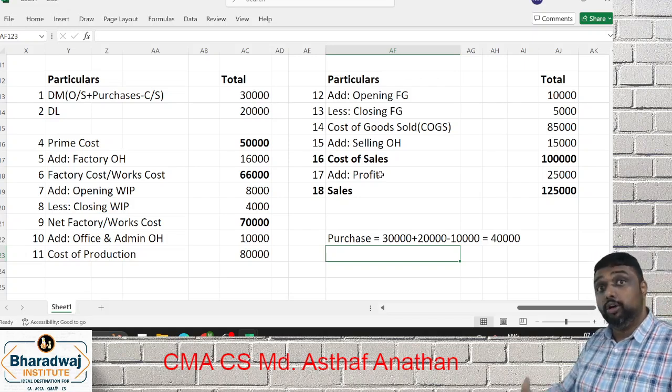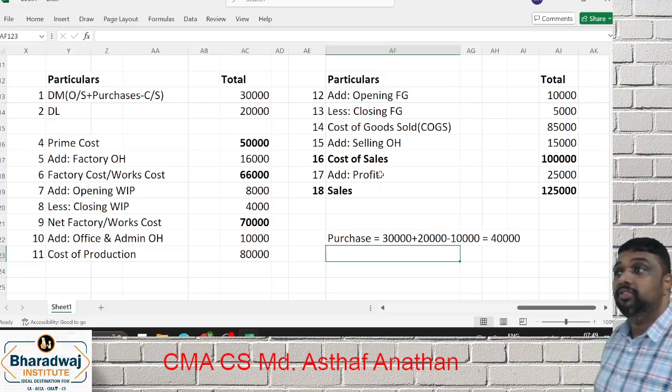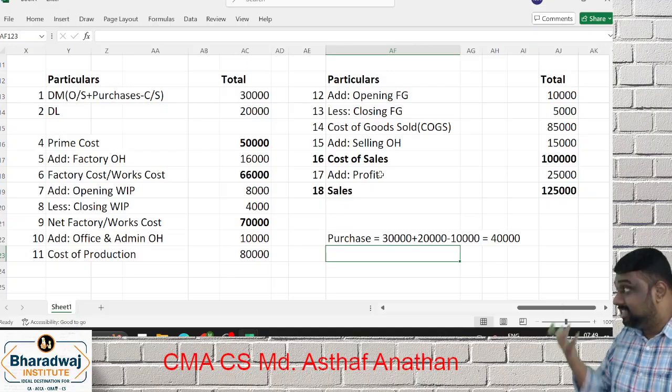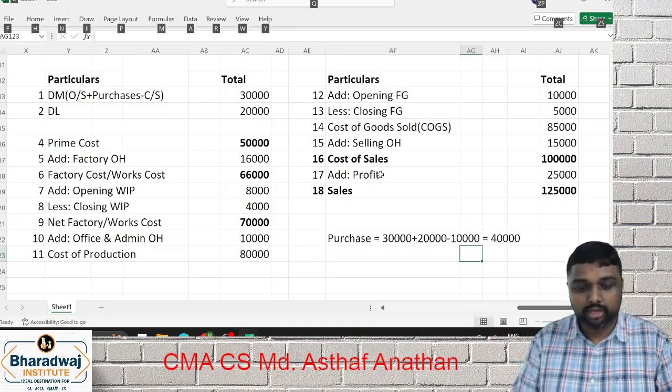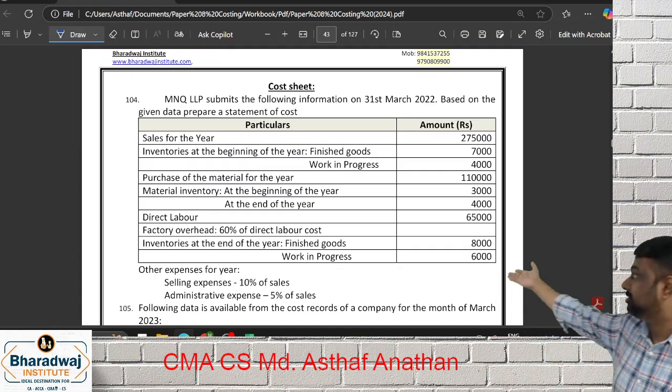So we did a lot of direct questions, but direct ones very rarely come in the exam. If they want to ask in a very easy way for your exam, then they will ask directly. So the same thing only. In this question, if you go to 43, the first question is a direct question. Everything is there.